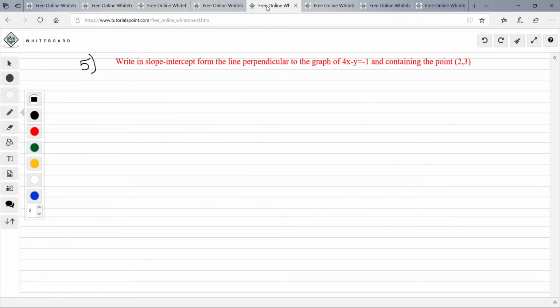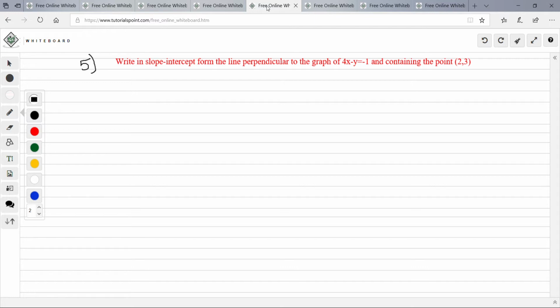Okay, number 5 says write in slope-intercept form the line that is perpendicular to the graph of 4x minus y equals -1 and containing the point (2, 3). So we have to find a slope that is perpendicular. What is perpendicular?